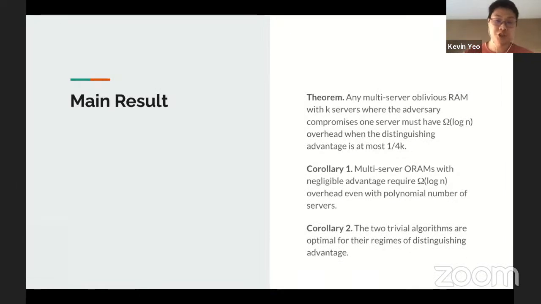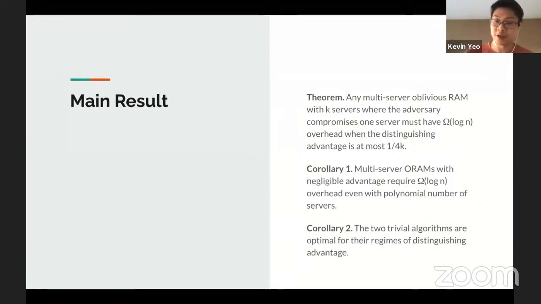And the second cool result we show is that the two trivial algorithms, the one where you do a single request blindly in plain text and you get 1 over k advantage, is optimal for the setting where you're okay with that 1 over k distinguishing advantage. On the other hand, if you want anything slightly less than 1 over 4k, you must use essentially the overhead of a single server ORAM, and that ends up being optimal. So we show that there's nothing in between. You either do one or you do the other. I just wanted to point out that these two corollaries end up being very strong results of our main theorem.